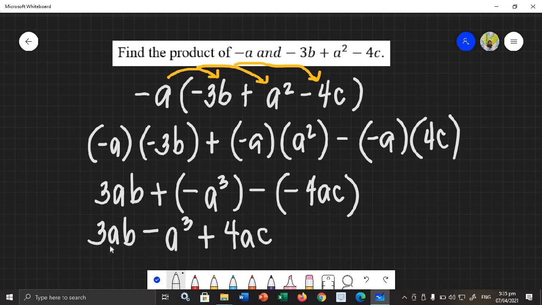The literal coefficient of the first term is AB, the second term is a cube or a to the third power, and the third term is AC. So, no terms have the same literal coefficient. Therefore, we cannot combine terms. Okay? So, this will be now your product. The product of example number 3 is 3AB minus a to the third plus 4ac.